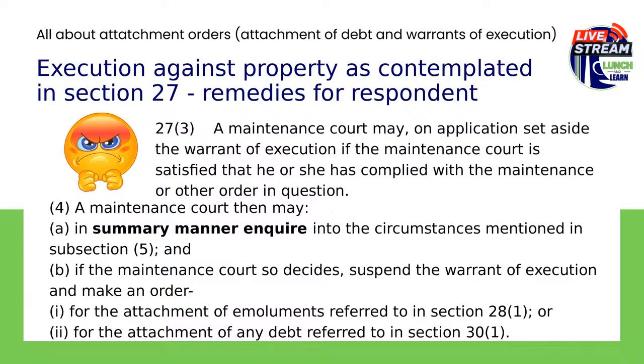Section 27.4 says that once the respondent has paid and settled the arrear maintenance, he can approach the court to have this warrant of execution set aside. And the court does have certain authorities then. The court may then summarily inquire in a manner, and look at the situation of the respondent and the reasons for that. And then the court may make an order for suspension of the warrant of execution, or they could suspend the order and then make together with that an order for the attachment of emoluments.